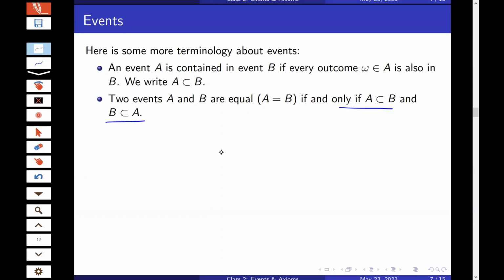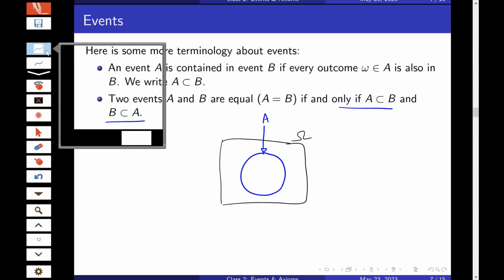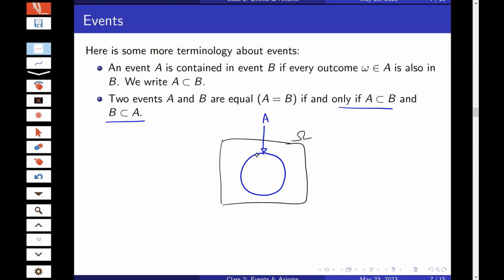So let's visualize this situation. I'm going to use blue color to show event A and red color to show event B. Event B is also on the same edge. This is B. So A is on B, B is on A, so that's why they are equal. That's how two events can be equal to each other.